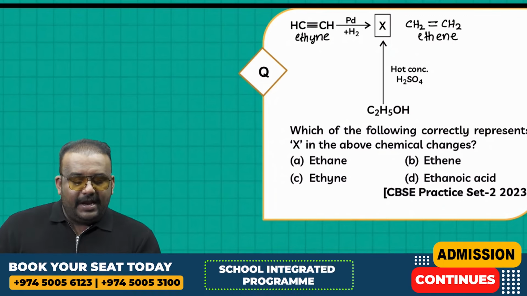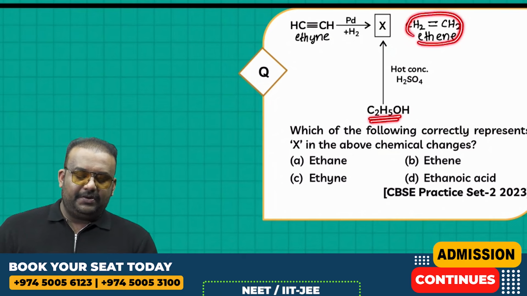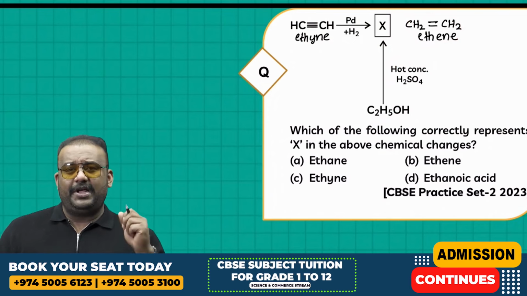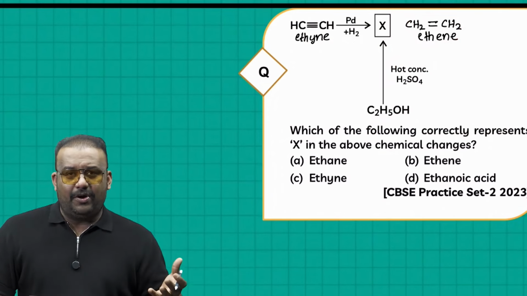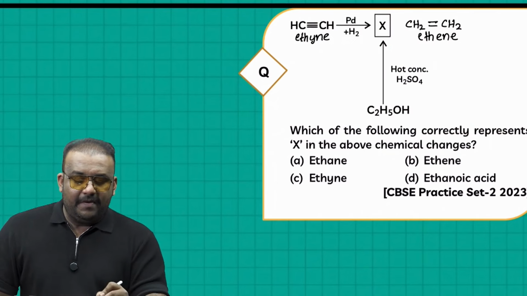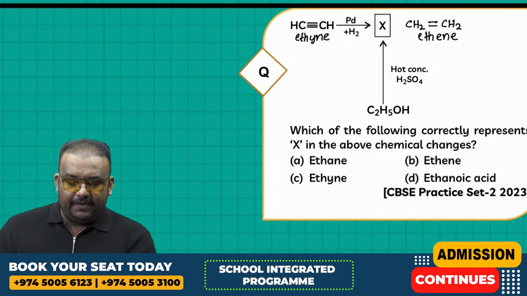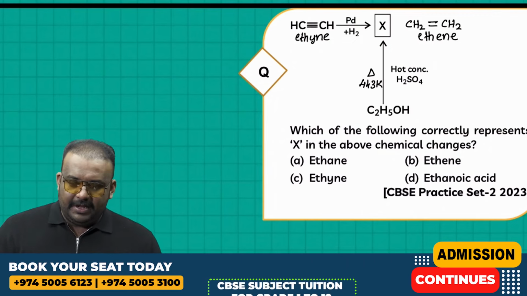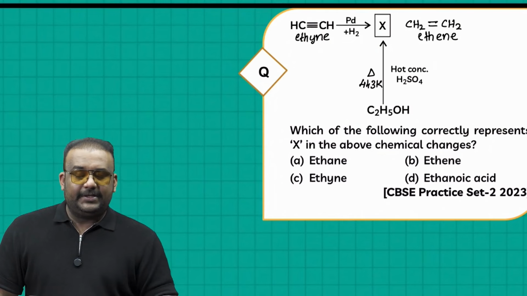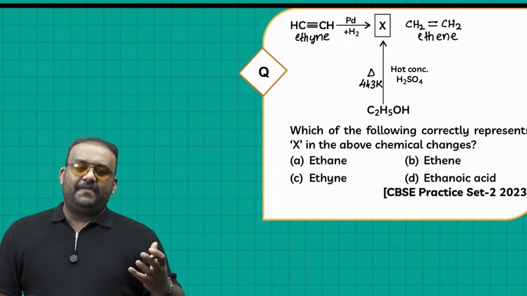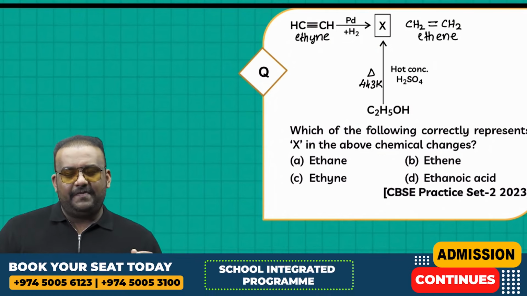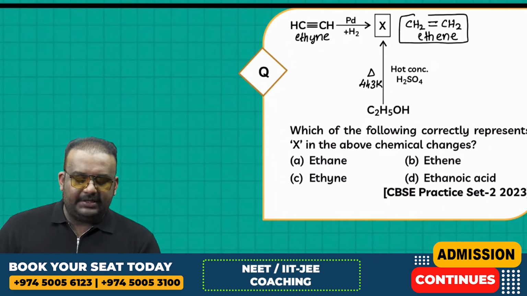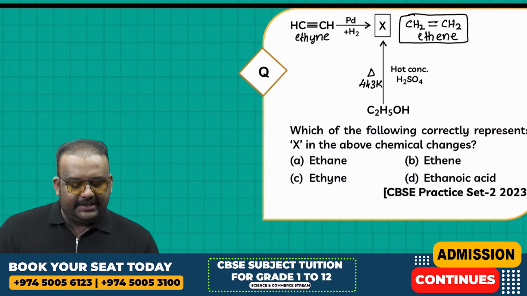Now, that alkene is also obtained by the reaction of ethanol with concentrated H2SO4. Very true. You have studied one property, dehydration of ethanol. What is dehydration of ethanol? When you add hot concentrated sulfuric acid and heat it at a temperature of 443 Kelvin, you get ethene. So this is an example of a dehydration reaction where water is eliminated. So the compound X in this case is going to be the alkene called ethene.